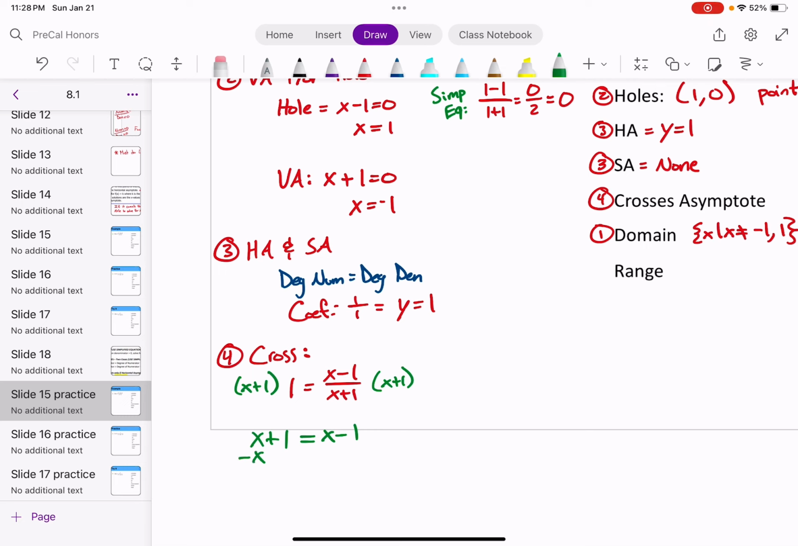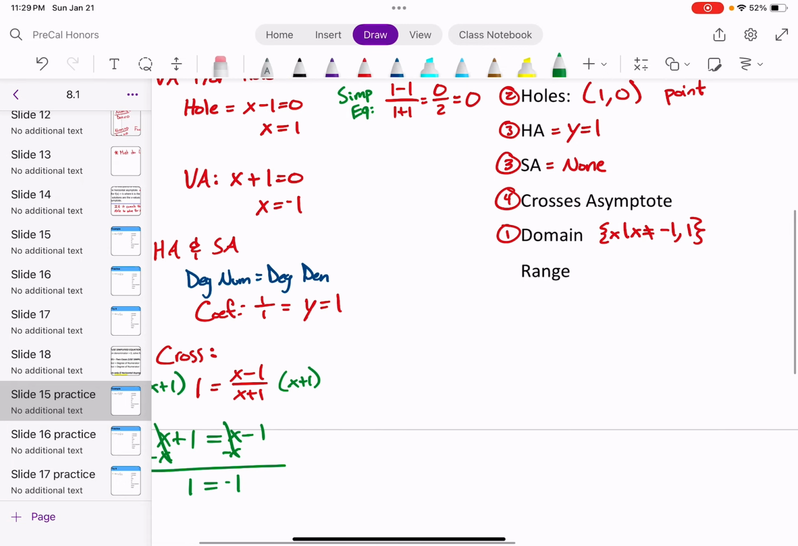Now notice, as we start working this equation, what happens? Our x's cancel out. Now, anytime that the variables cancel, it will not cross. Okay? It will not cross. I highly suggest that you write that down somewhere. It will not cross.